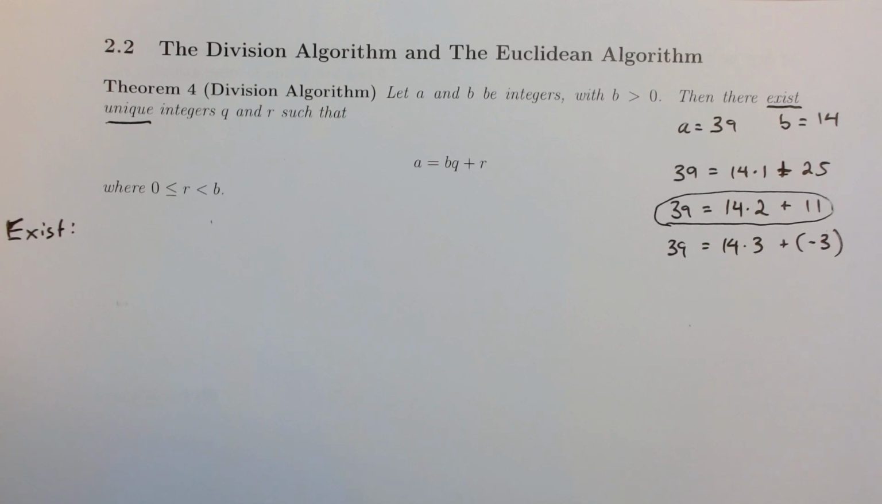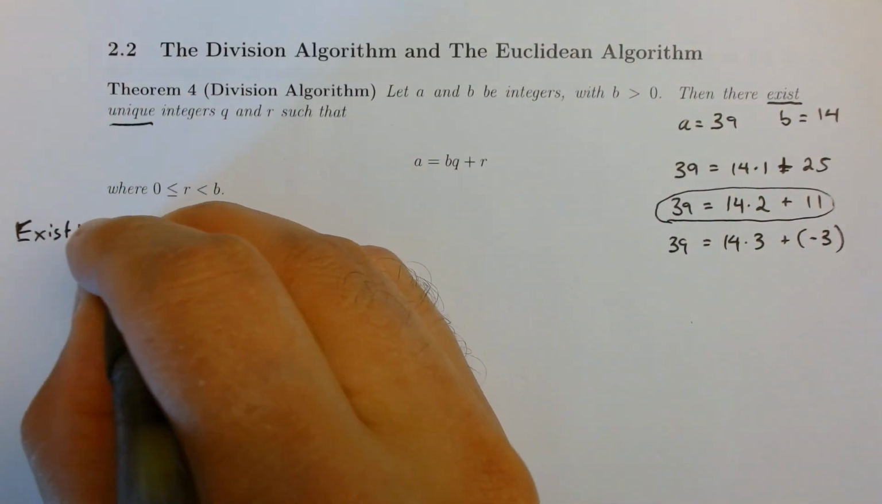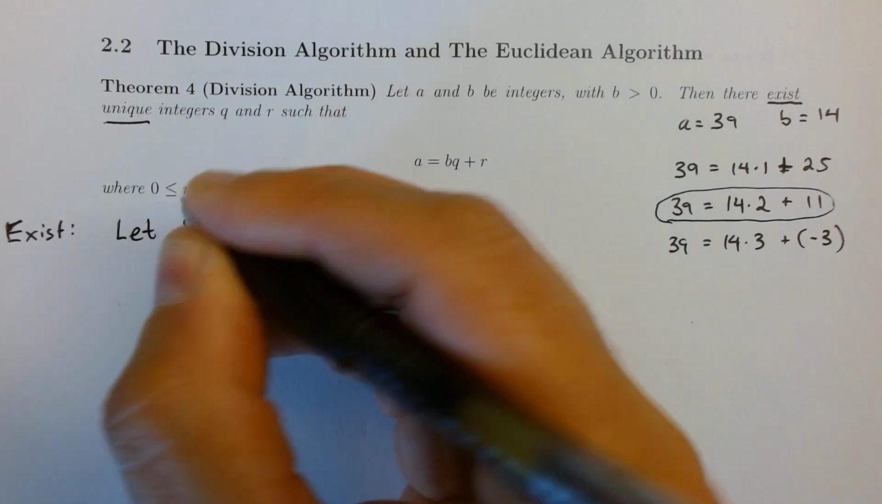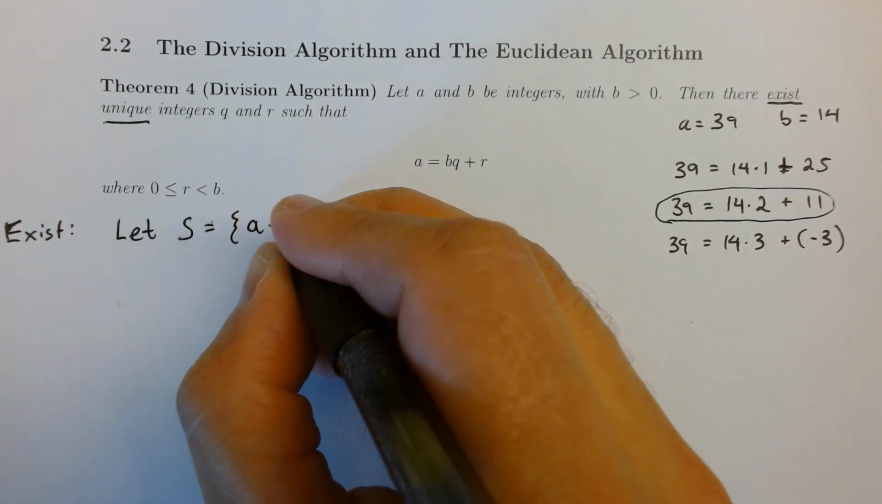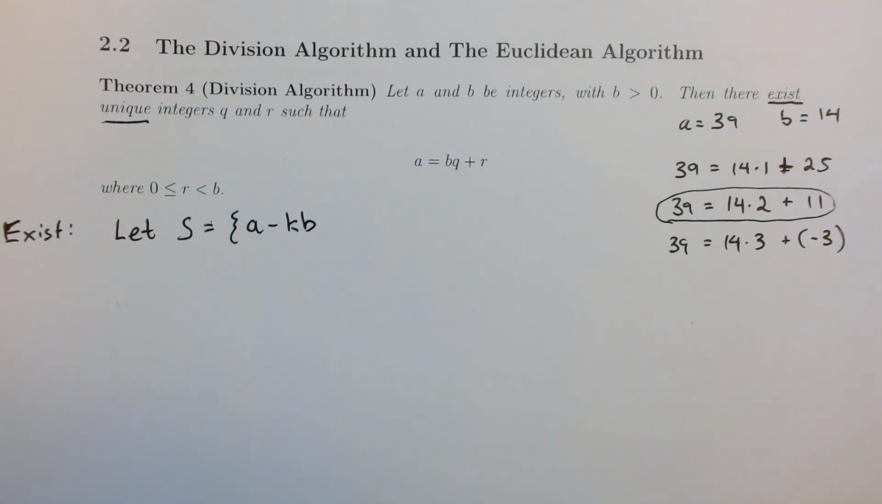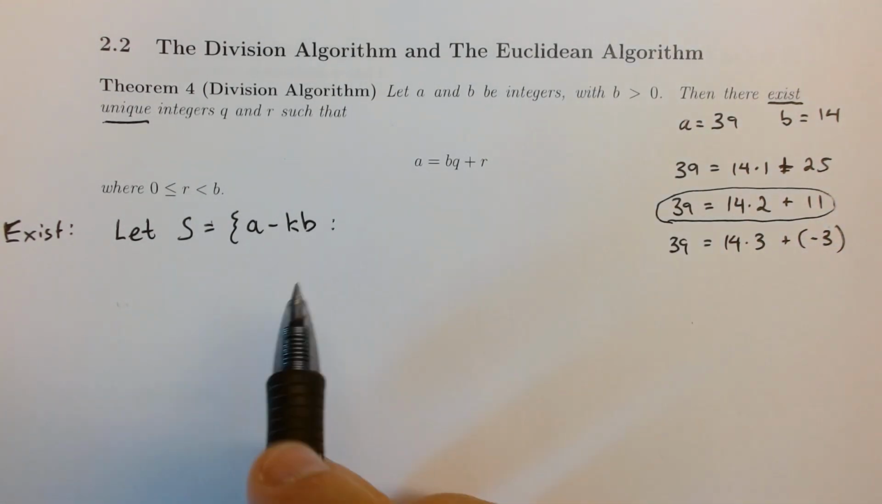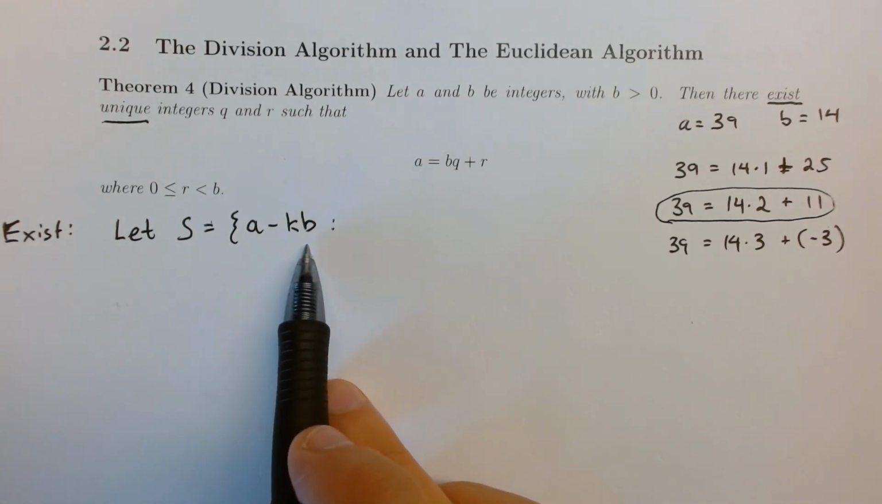A lot of the time through this section, we'll be seeing the well-ordering principle. So remember what that was. If you have a non-empty set of positive integers, or at least integers that are bounded below, there is a smallest element within that set. So we're going to start with that. We'll let S be the set we get by taking a and subtracting multiples of b. So a minus kb. That would be like the 25, 11, and minus 3 would be a couple elements in this set if this was 39 and this was 14.